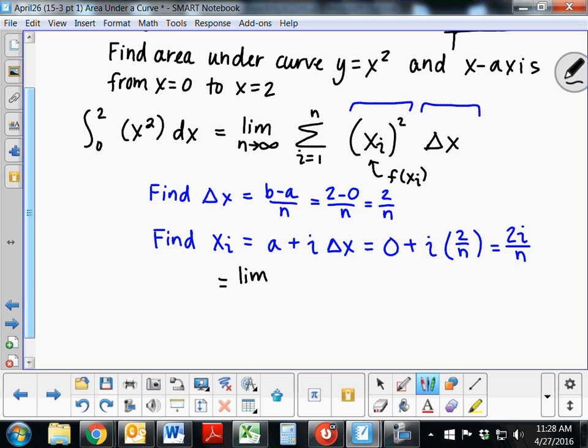It says the limit as n approaches infinity of the sum from 1 to n of f of x sub i. Well, x sub i is 2i over n, and it says squared up here, times delta x, which is 2 over n. And this is what we have to take the limit of.